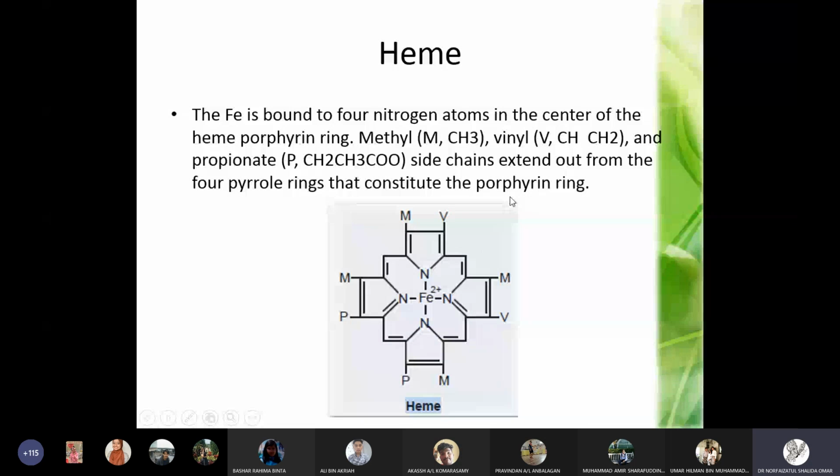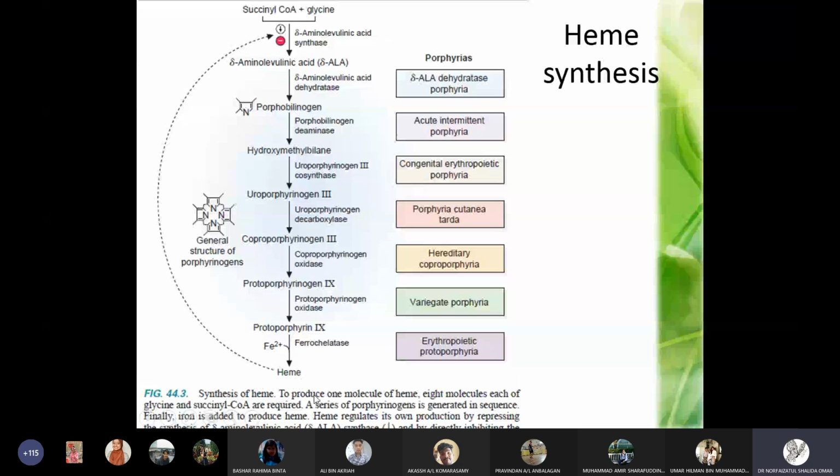This is how heme is synthesized, and no, you don't need to remember it. Just remember that it is made up of succinyl CoA and glycine. Later, when we go to the Krebs cycle, one of the substances in the Krebs cycle is succinyl CoA. When succinyl CoA is formed, it can be used to synthesize heme. So this is how it happens.